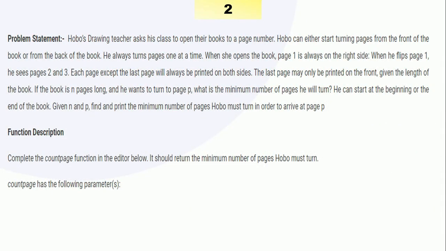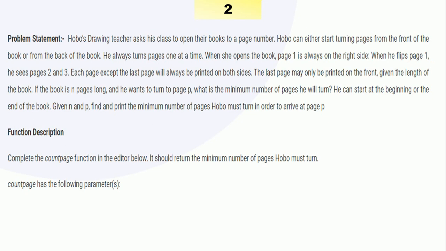Problem statement. Hobo's drawing teacher asks his class to open their book to a page number. Hobo can either start turning pages from the front of the book or from the back of the book. He always turns pages one at a time. When he opens the book, page 1 is always on the right side. When he flips page 1, he sees page 2 and page 3. Each page except the last page will always be printed on both sides. The last page may only be printed on the front side.